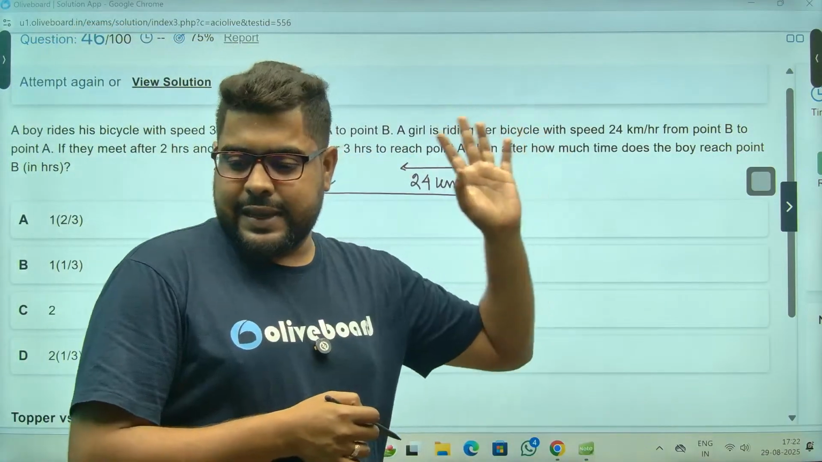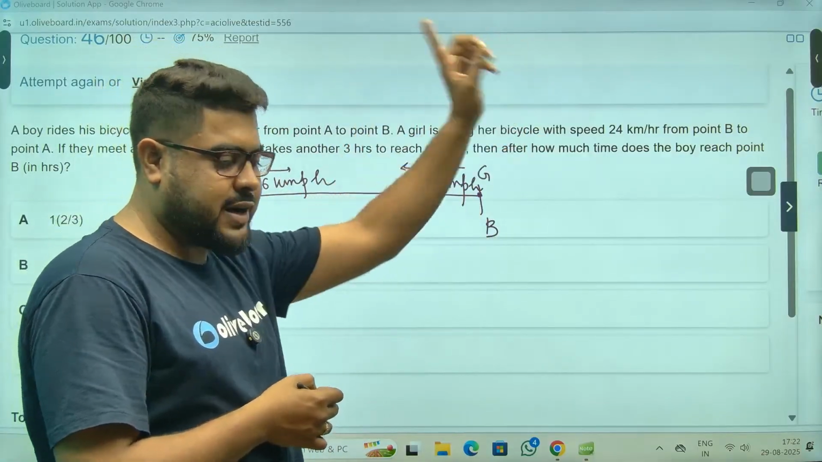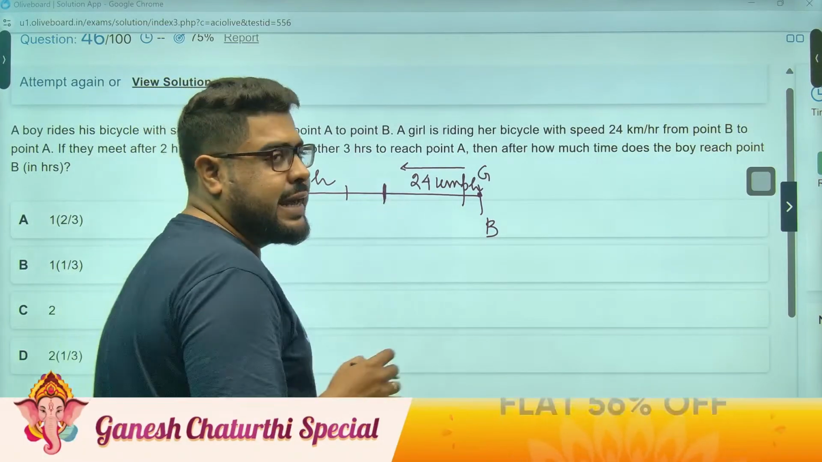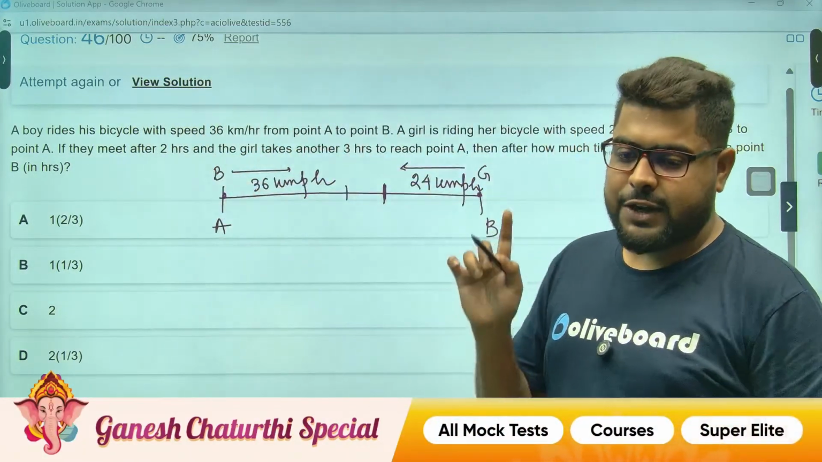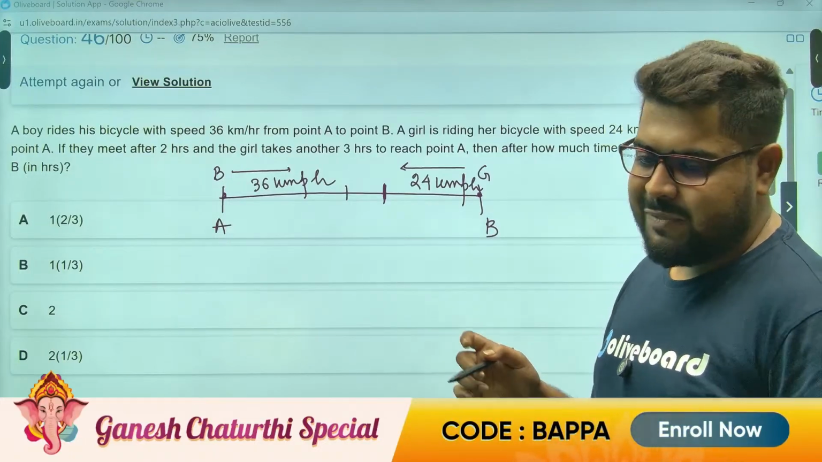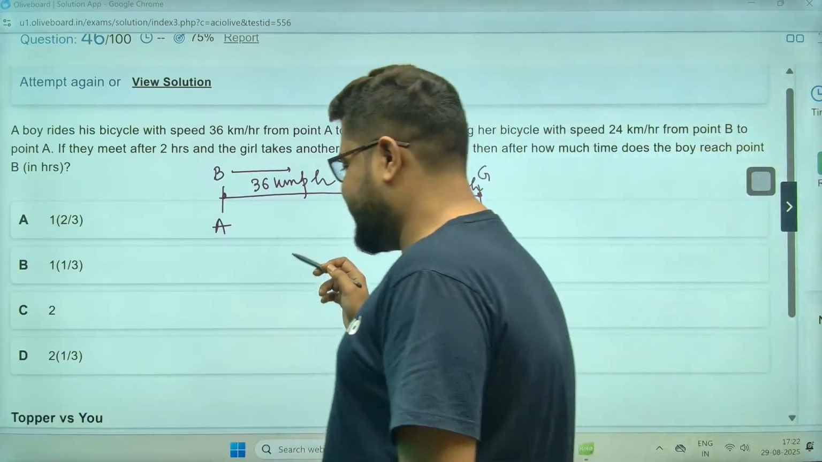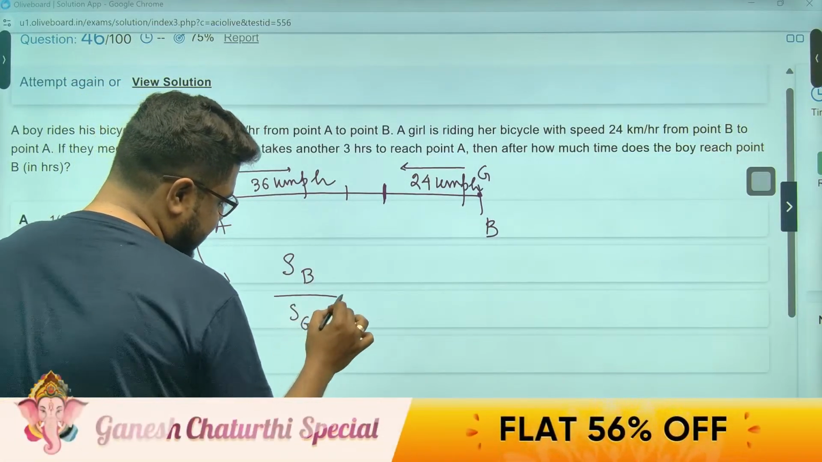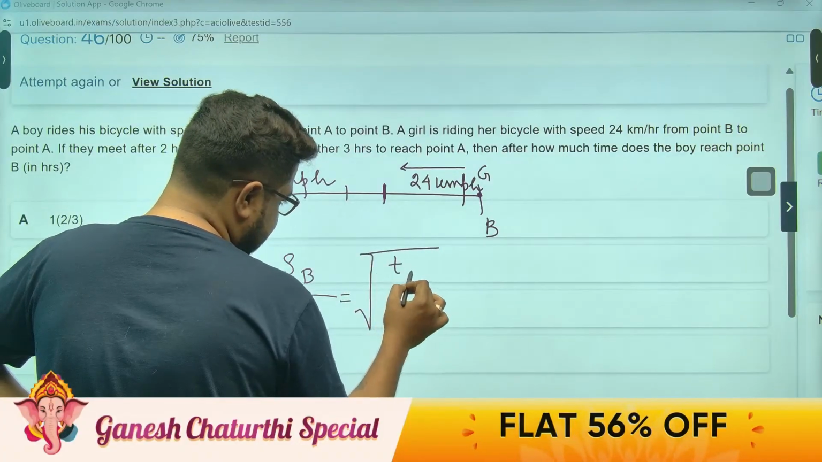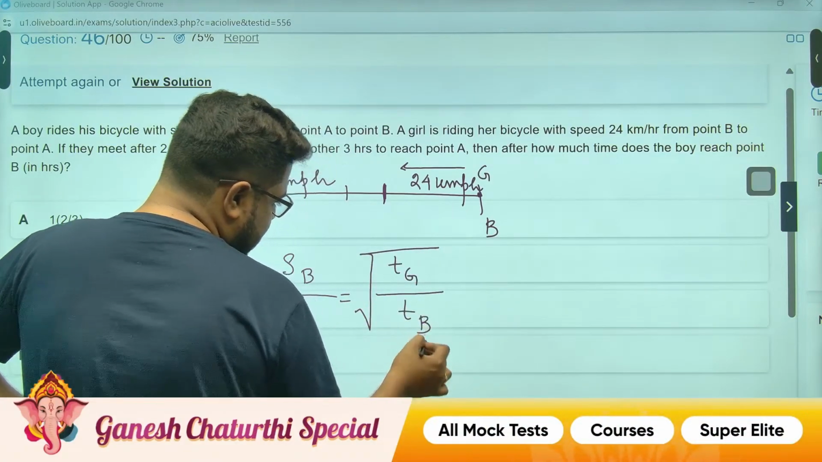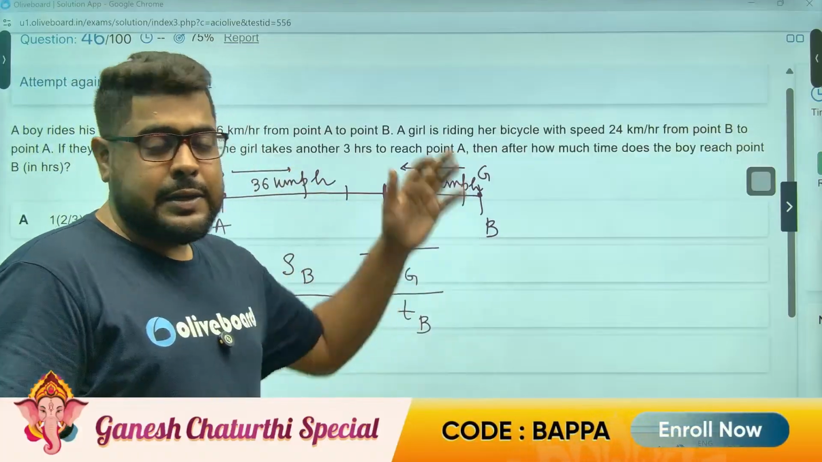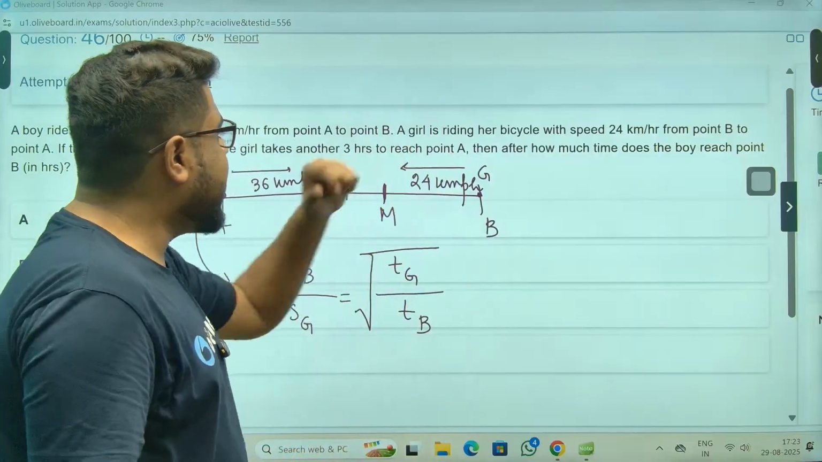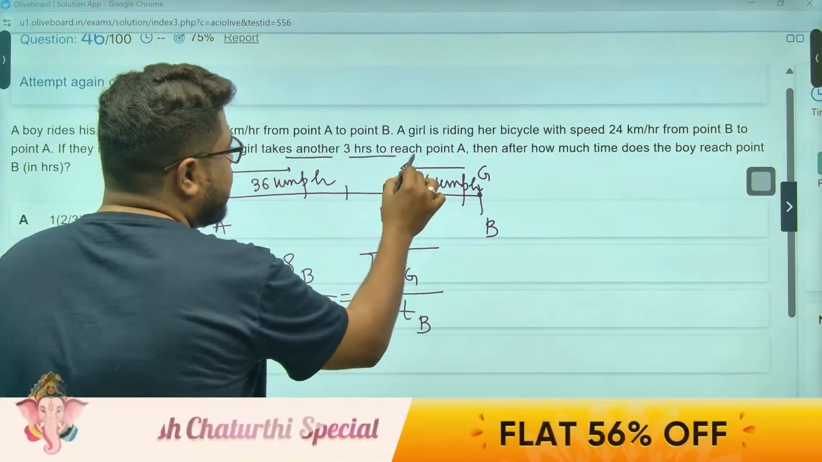Sir, let's do one thing. You can do it logically, but again, there is a shortcut I have explained. I told you, sir, whenever there is a meeting question, this whole thing is in GP. I told you this concept multiple times. If you go with that, sir, we get a formula. Speed of boy by speed of girl is equal to root over of T of girl by T of boy. These times are the times taken after the meeting. After meeting, the girl takes another 3 hours to reach point A.